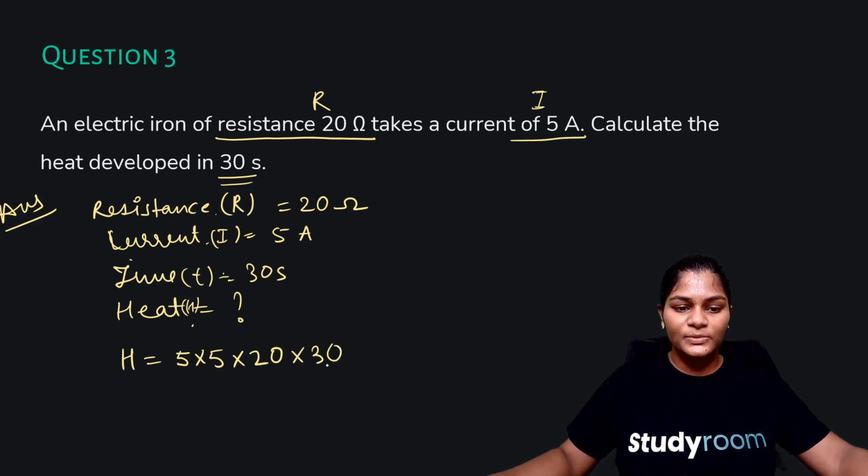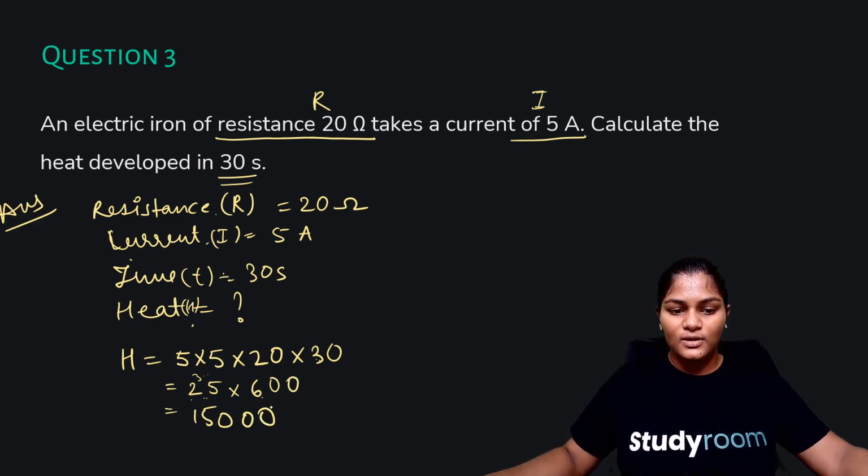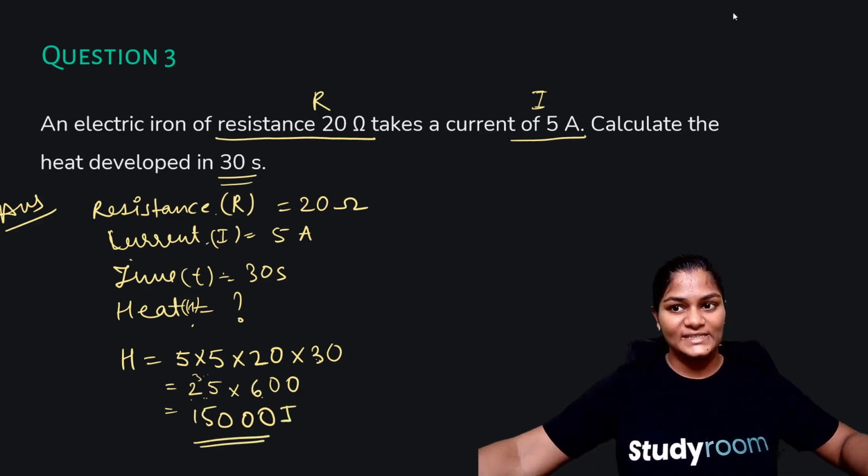Right? So from here I have 3 twos are 6. So what does this become? This becomes 25 into 3 twos are 6 and 2 zeros. So then what is 25 into 6? So 5 sixes are 30. 6 ones are 6, 6 twos are 12, 13, 14, 15. So this is 15 and 2 more zeros, right? So this becomes 15,000 joules of heat.